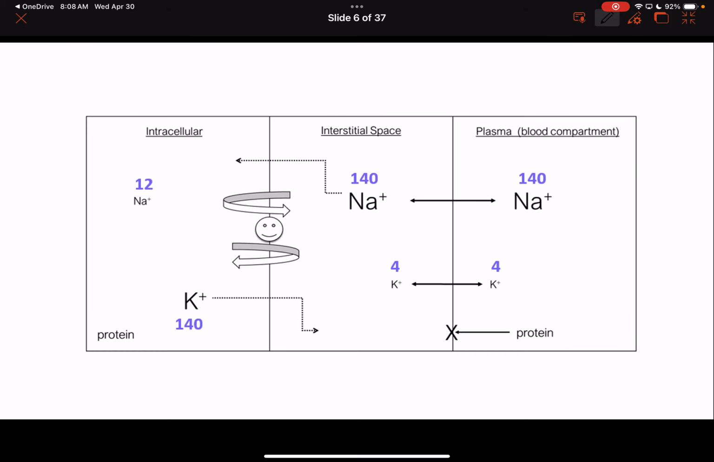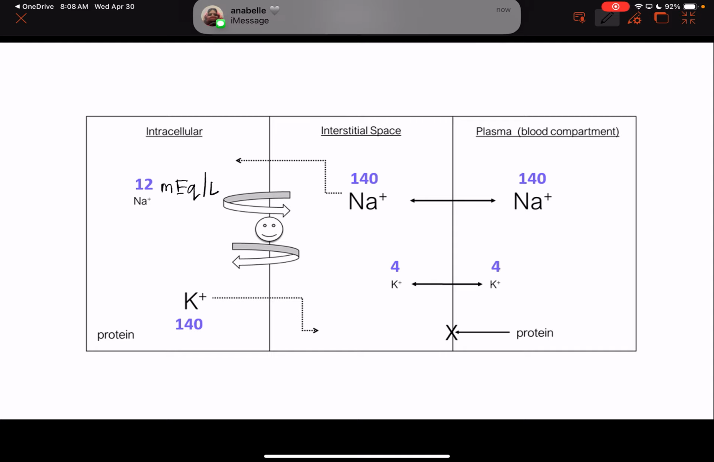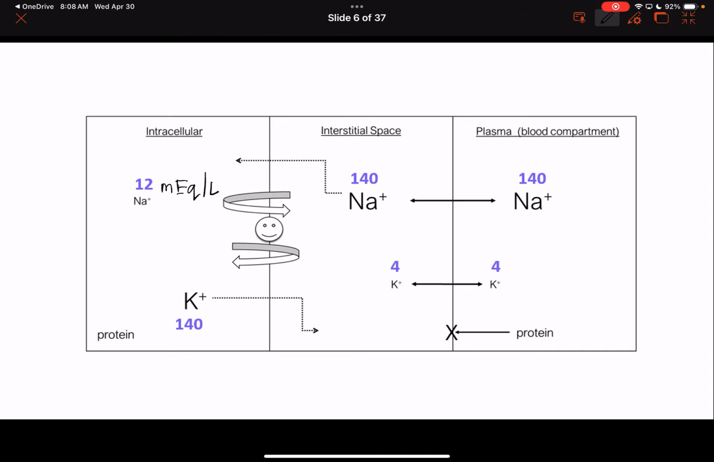So you should already be familiar with this image here. For sodium, our intracellular concentration is 12. And what is the units we use for ions? They use milliequivalents per liter. So these should all be milliequivalents per liter. I'm not going to write all of them out, but each one of these is milliequivalents per liter. So 12 inside the cell for sodium, 140 outside the cell for sodium.